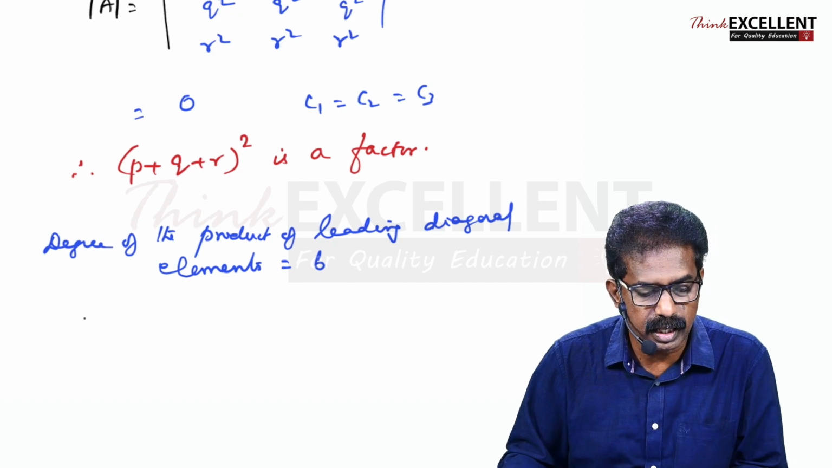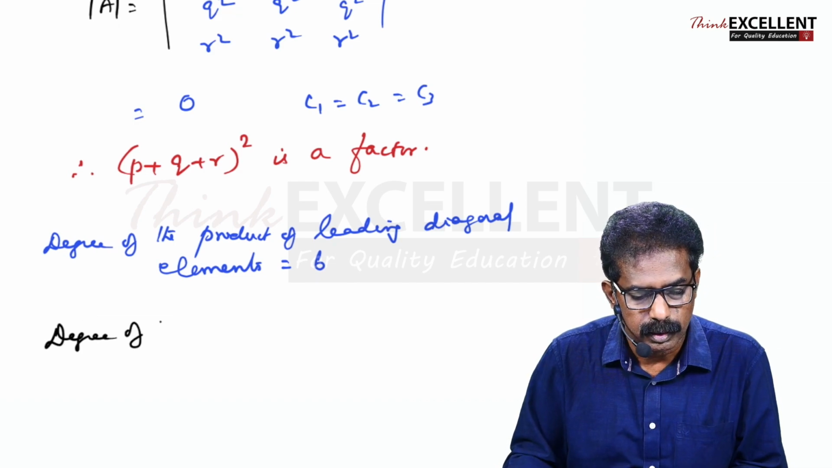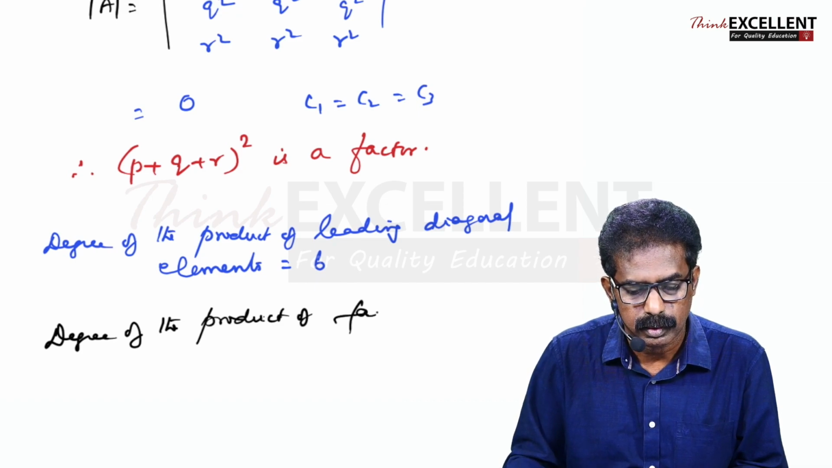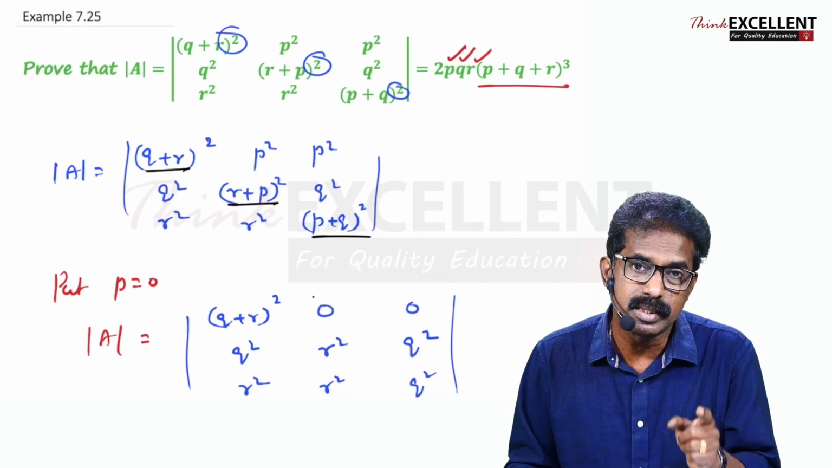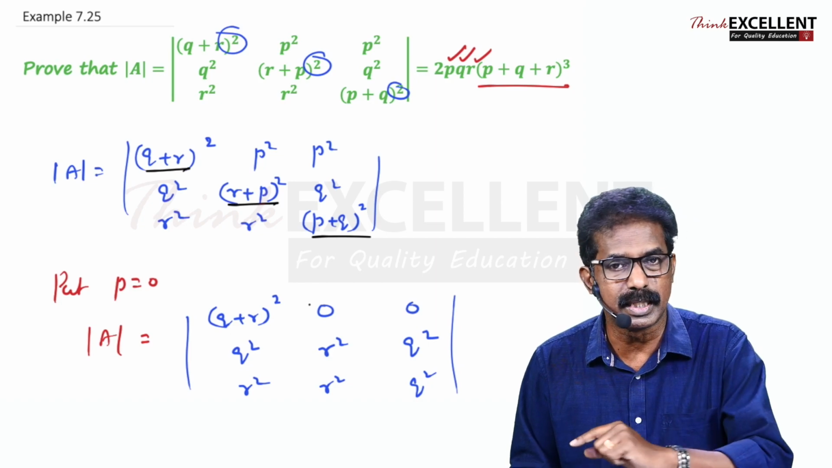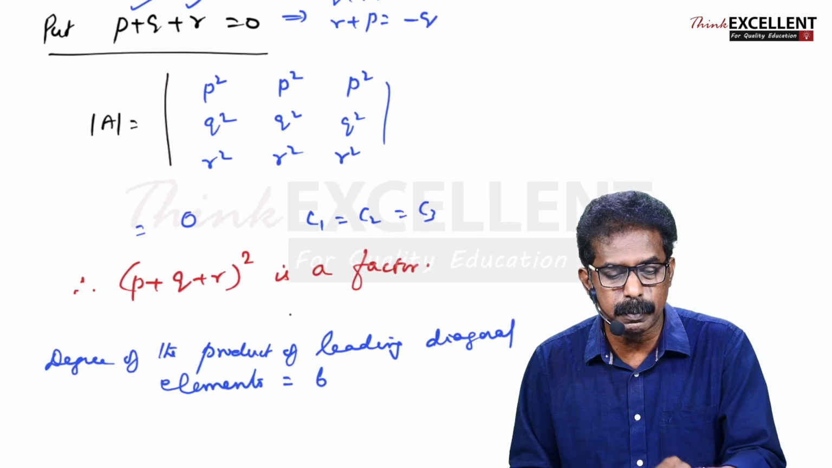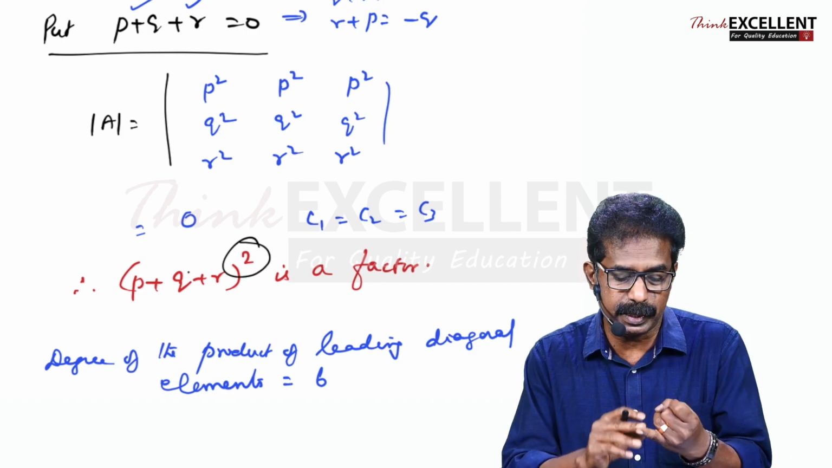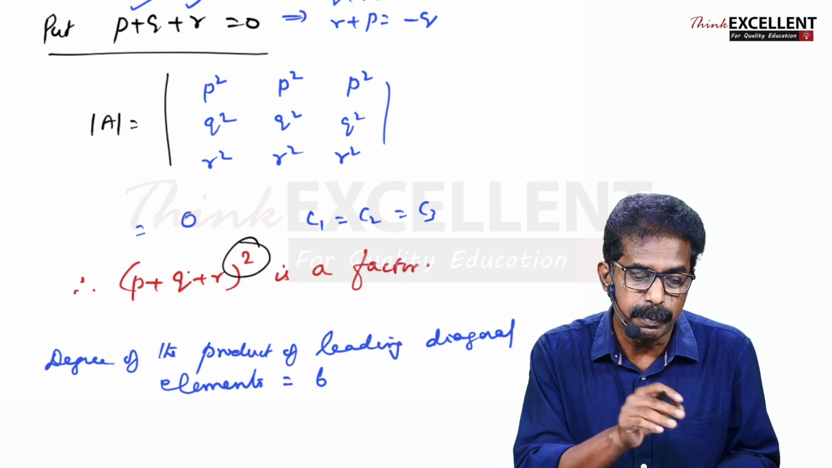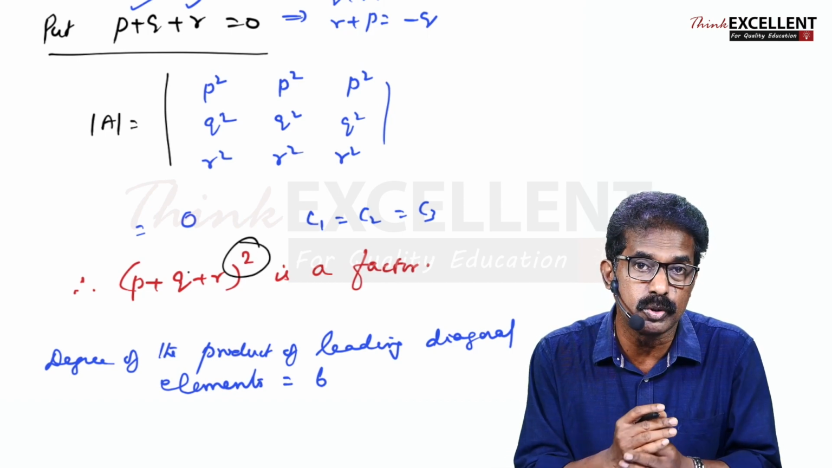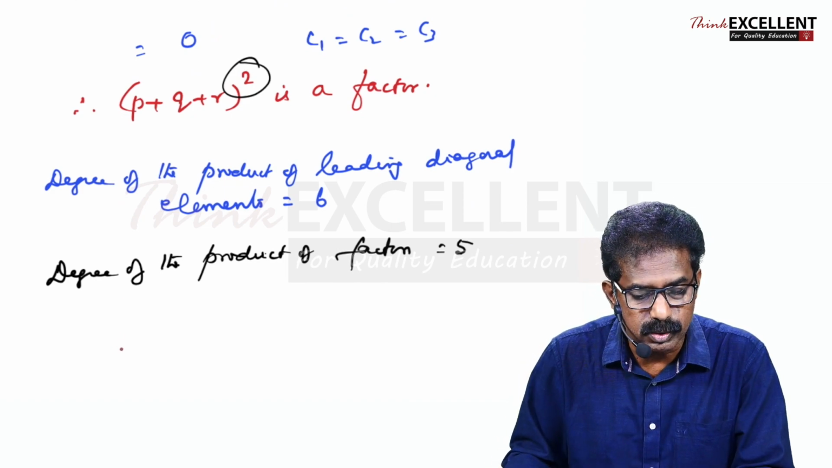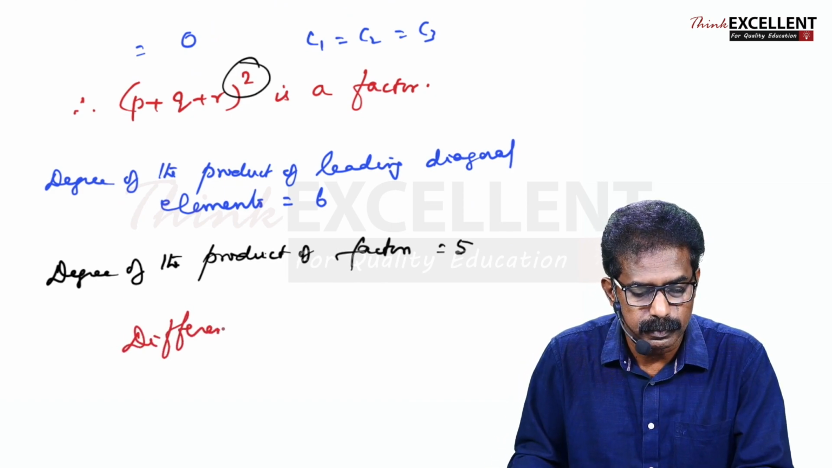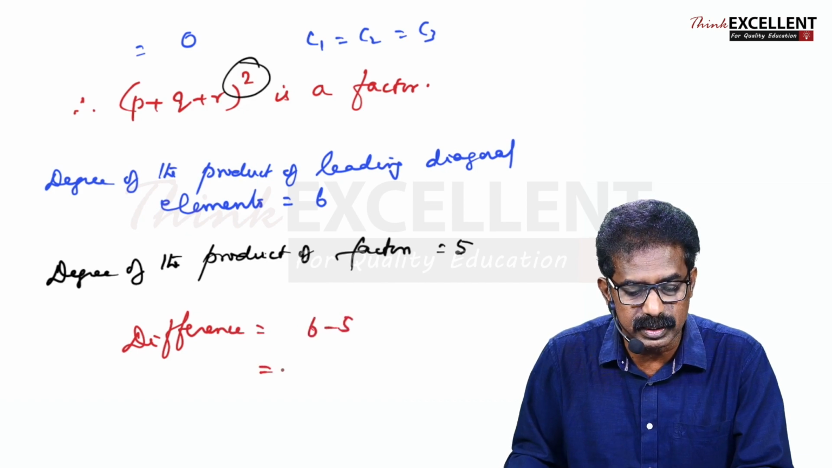Next you write the degree of the product of factors. First we proved P is a factor, degree 1. Then similarly Q and R, 1 plus 1 plus 1, degree 3. But now we proved P plus Q plus R, the whole square, is a factor. Already P, Q, R, degree 3. Now P plus Q plus R square is a factor, degree another 2 more. So 3 plus 2, 5. What is the difference? Difference equal to 6 minus 5, which is equal to 1.